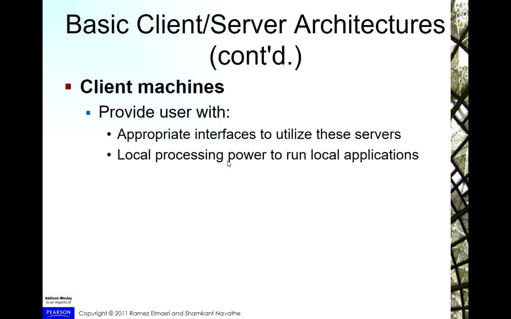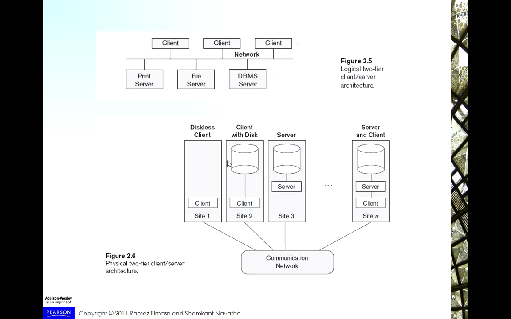Client machines provide the user with some interface to utilize these servers, to access them and to get information from them. And then in these client machines you can only run your own local application and use this database. This is a physical two-tier client architecture. You can see that we have, for example, a print server, file server, and database management system server, which are all connected through a network to these clients, where every client can access any one of these servers.